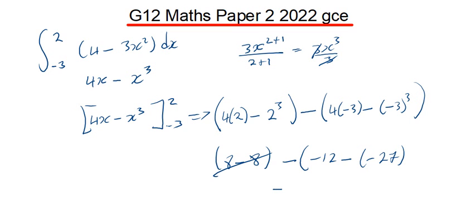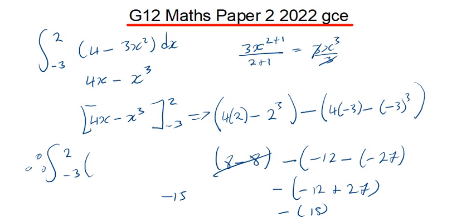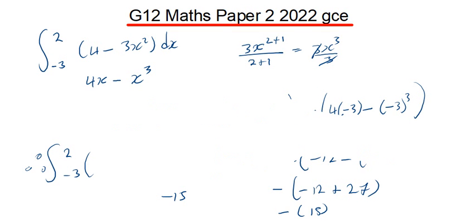So we're going to have minus, open bracket, we have minus 12, then we have plus 27. So we have your minus 12 plus 27. What do we get? We get 15. So I get minus positive 15, then we multiply, you're going to get negative 15. Therefore, evaluating this, we have found that it gave us minus 15.